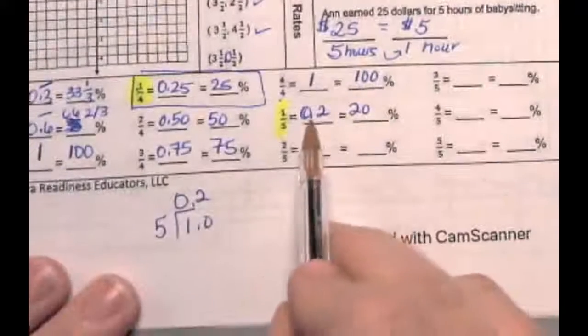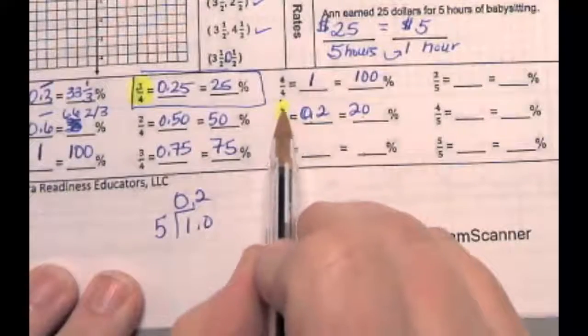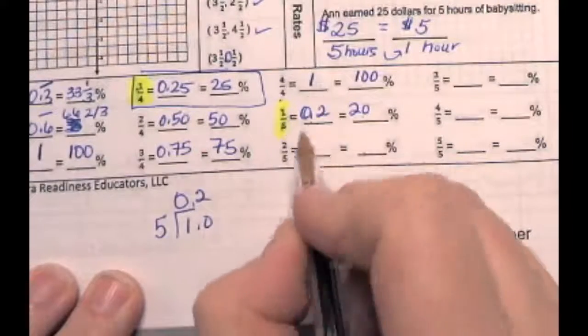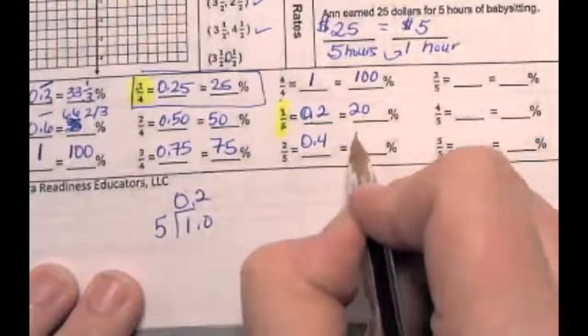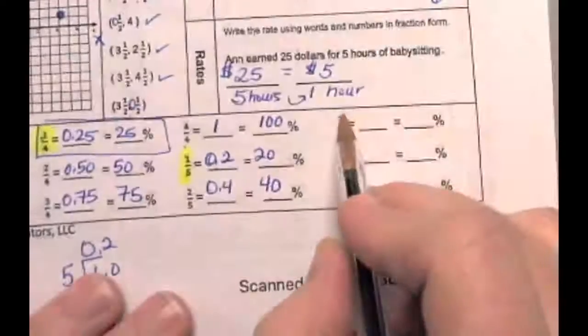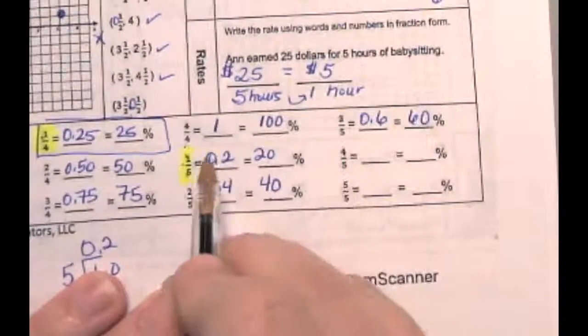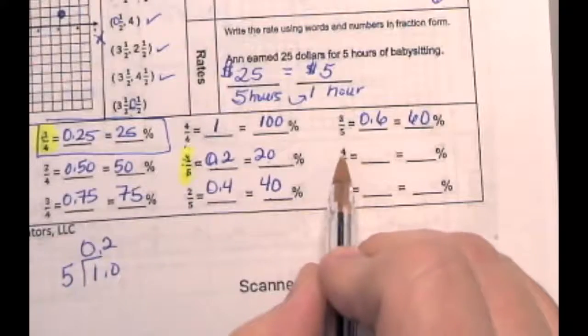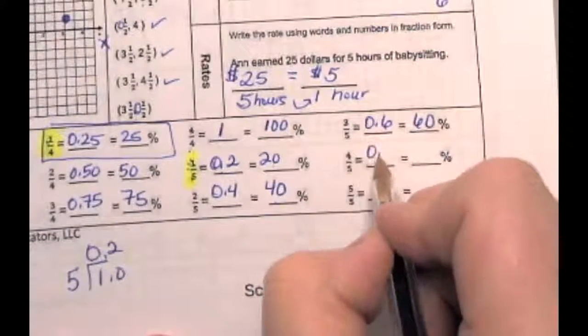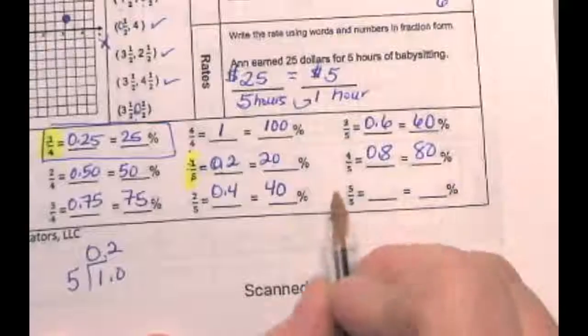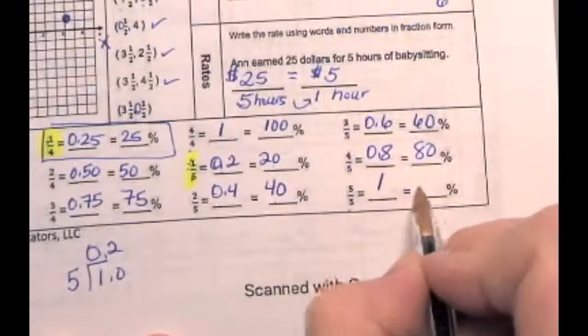Let's look at this one. We've got 0.2 and 20%, so that's 1/5. 2/5 would be this amount doubled, so 0.4 and 40%. 3/5 would be this amount tripled, so 0.6 and 60%. 4/5 would be this amount, but quadrupled, or times 4, so 0.8 and 80%. And then 5 divided by 5, well, that's just 1, or 100%.